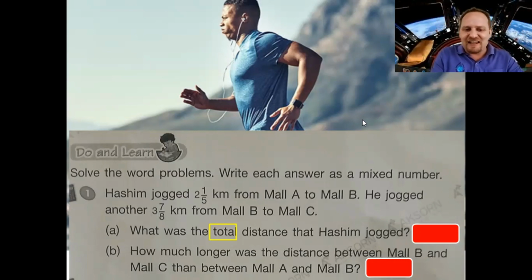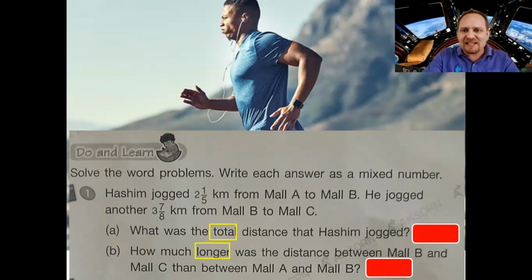B. Well, it says, how much longer was the distance between mall B and mall C than between mall A and mall B? Let's see some of the keywords. Longer, okay, and that's it. But I would also put a yellow box around between, okay? That would tell me that you need to find the difference between the 2 mixed numbers, okay? So have a look at the question and I think find the difference between the 2 mixed numbers for B.